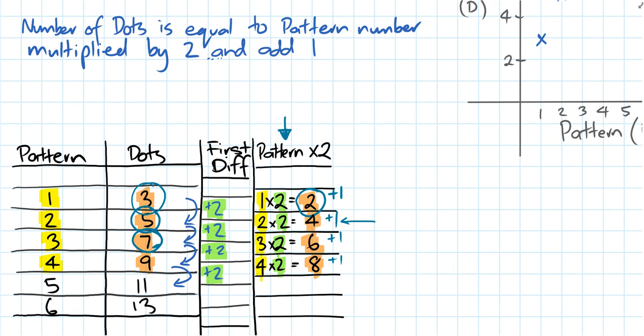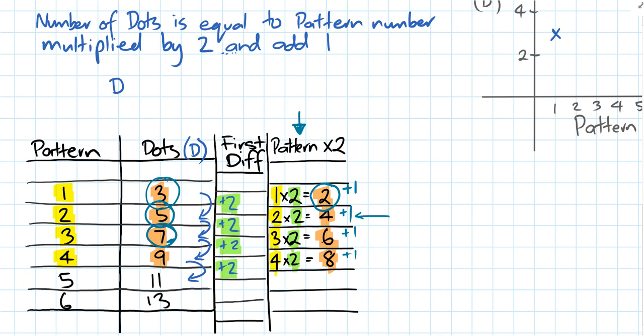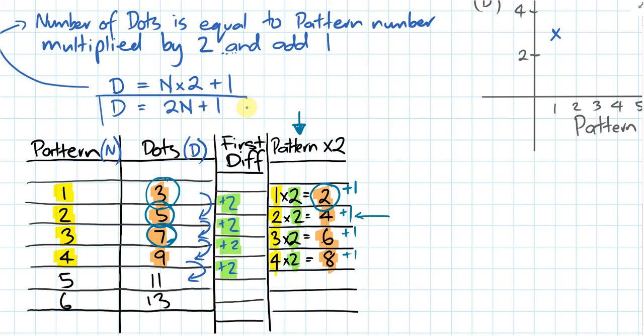Finally, we can write an equation from this rule. If I call the number of dots D, and I call the pattern number N, then from my rule, D is equal to N times 2 plus 1, which if I were to rewrite would look like this: 2n plus 1. So that would be my actual equation.